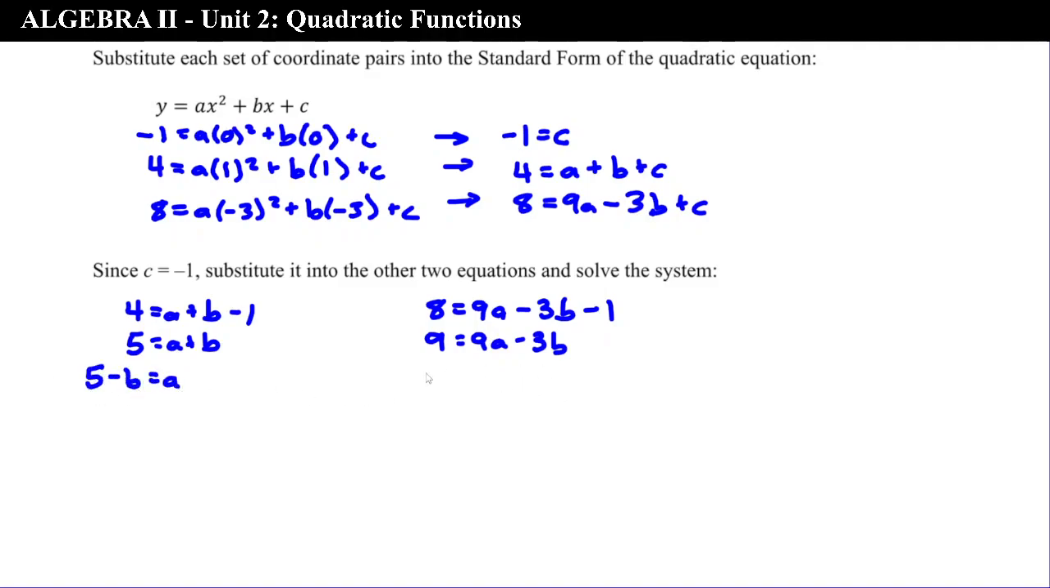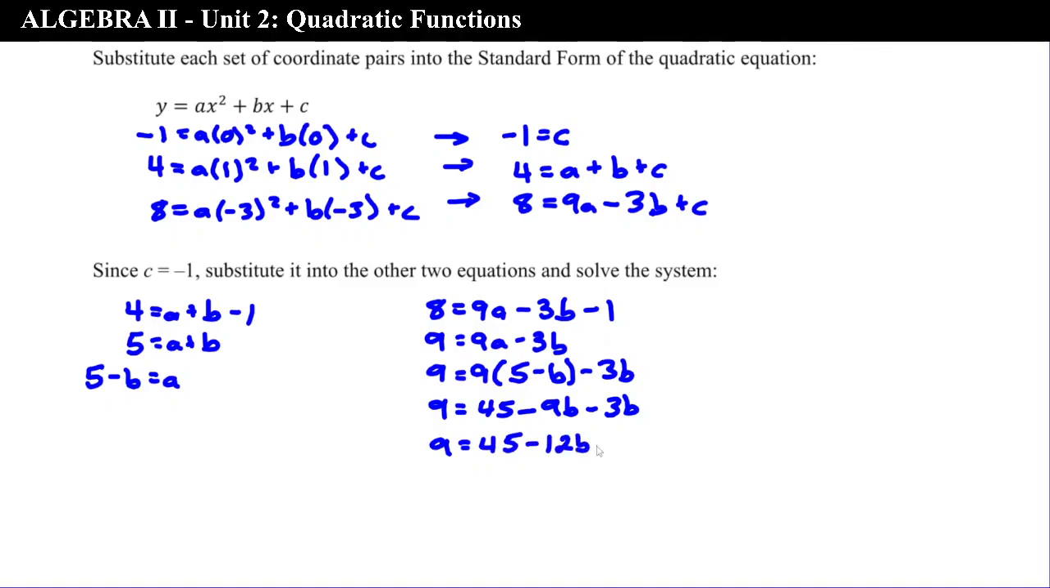And we're going to plug that into the other one. We're just going to use simple substitution to solve this. So a is 5 minus b, and then we have 3b. So 9 equals 45 minus 9b minus 3b. 9 equals 45 minus 12b. Subtract 45 from each side, you get negative 36 equals negative 12b. And so you get b equals 3.